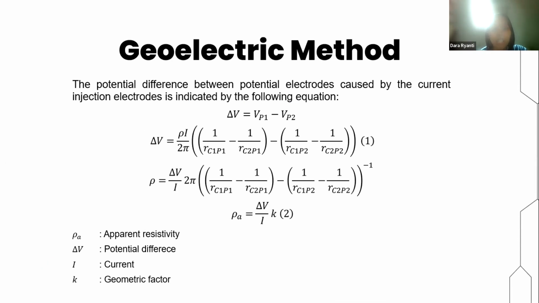Equation 1 expresses the potential difference between the P1 and P2 potential electrodes caused by the current injection at the C1 and C2 electrodes. Current and voltage measurements are then converted into an apparent resistivity value in equation 2.